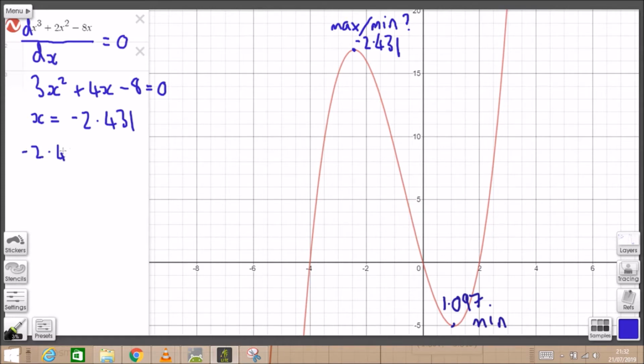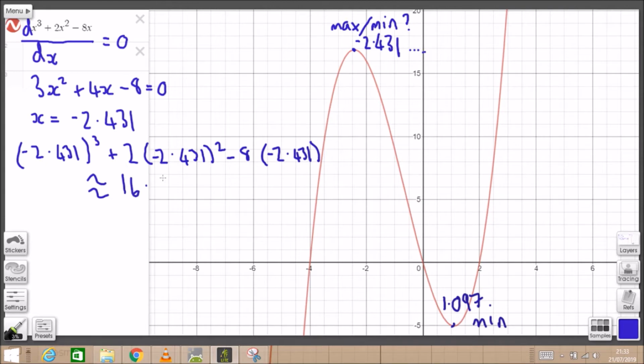Well, if we plug this point, negative 2.431, into the original function, then this will give us a value approximately equal to 16.9. So this is what we believe our maximum point will be.